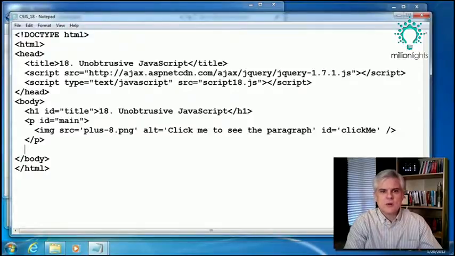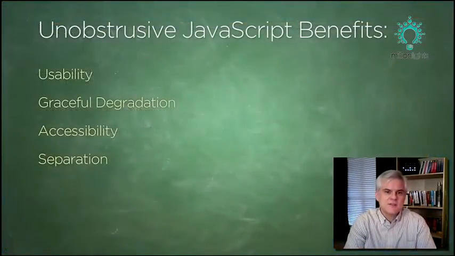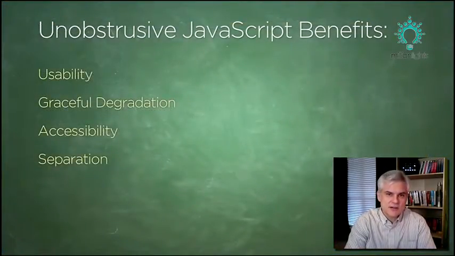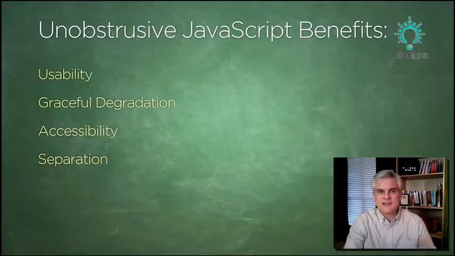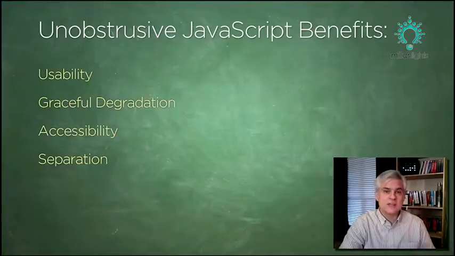So there's a group called the Web Standards Project, and they describe 4 benefits of writing unobtrusive JavaScript. The benefits are usability, graceful degradation, accessibility, and separation. Usability is in regards to the fact that the script shouldn't call attention to itself. It should just work. Users should be using it without even thinking about it.